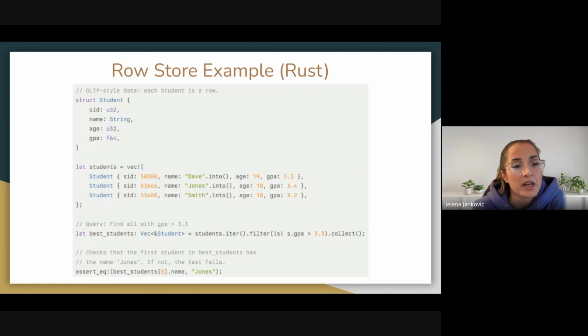So in this query, we want to find all students with GPA bigger than 3.3. And that is also what we verify here with assert equal. We just want to check that the first student from this best student list that we choose here has the name Jones, which we can verify here as well. So our condition is that the GPA should be bigger than 3.3, and only this one, the middle one named Jones, satisfies this filter.